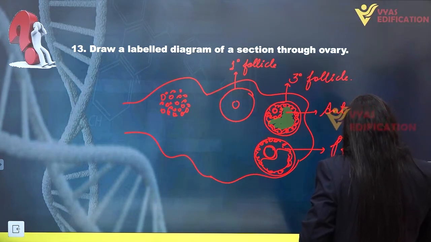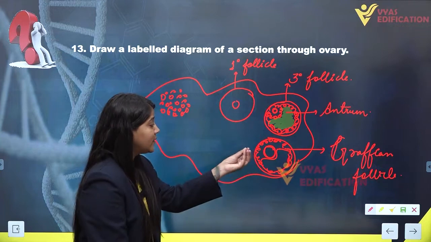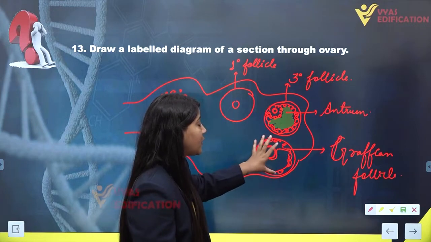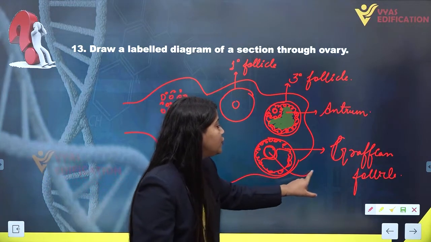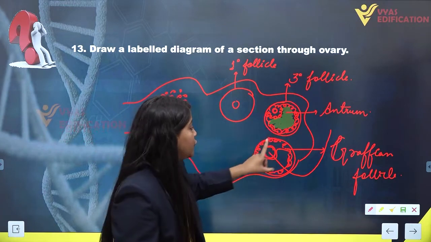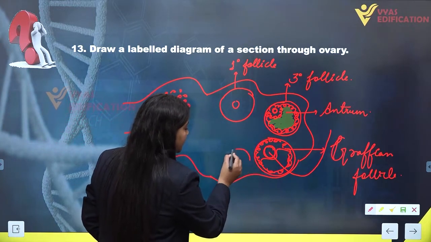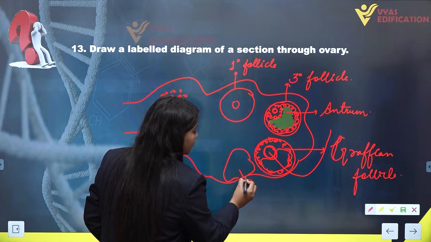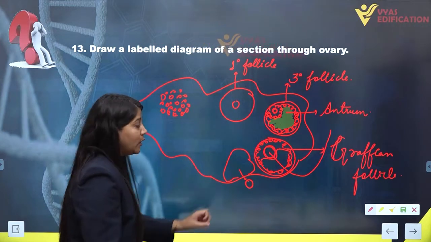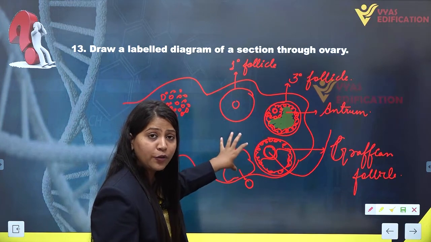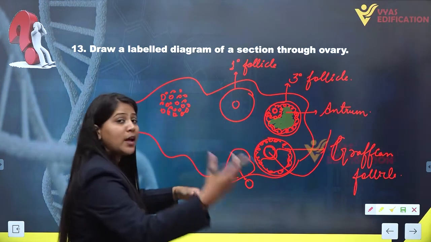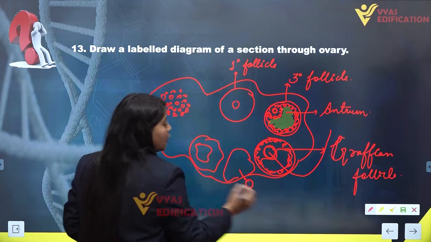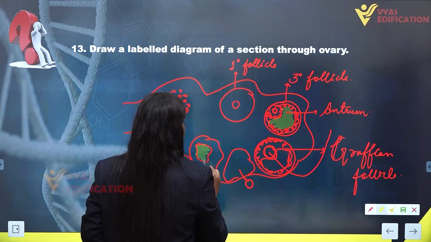Now, when this Graafian follicle matures, this secondary oocyte will be released from this Graafian follicle after rupturing of this Graafian follicle, and the secondary oocyte will go into the fallopian tube. So this Graafian follicle here ruptures like this, and the secondary oocyte is being released from here. This is ruptured Graafian follicle. This ruptured Graafian follicle will remain inside the ovary and transform into another structure known as corpus luteum. This is corpus luteum.